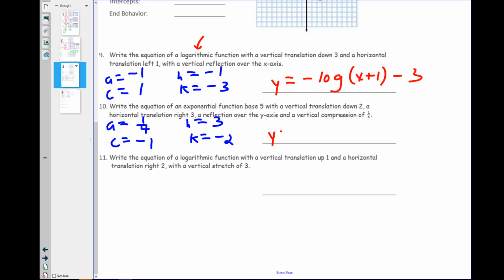I would start off with y equals. First comes A, which is 1/4. Then comes the base, which usually when you have an A, you write the base in a parentheses. What do they say they want the base to be? 5.